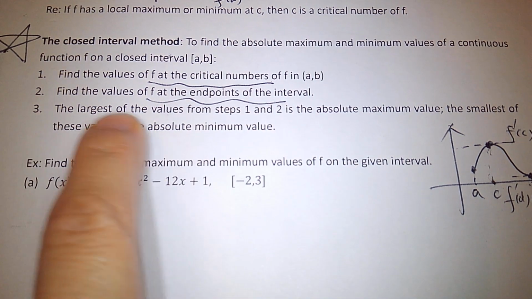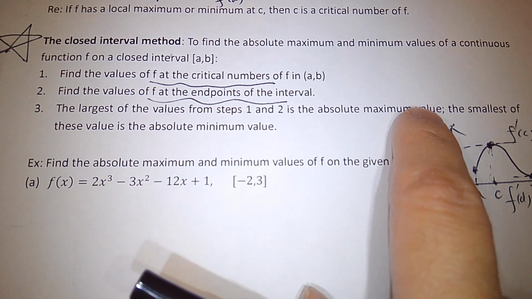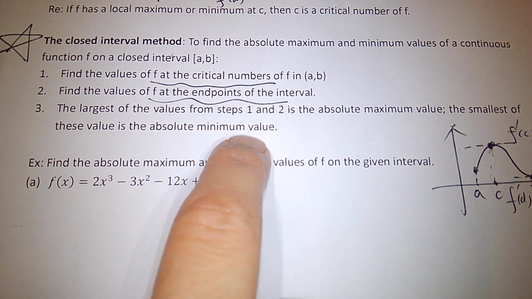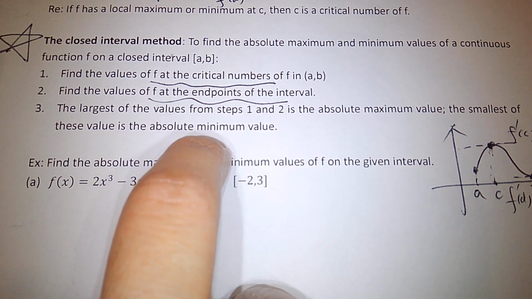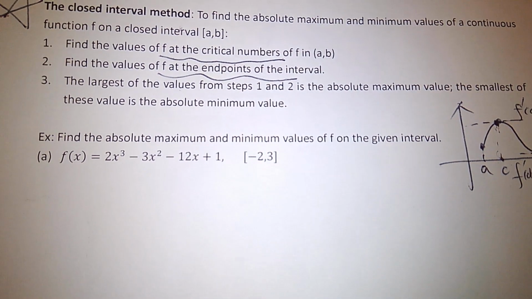Then the third step, compare between the first two steps and find what? The smallest value and the largest value for the minimum and maximum, absolute minimum and maximum. Do you see that? Okay, so let's just look at question A.